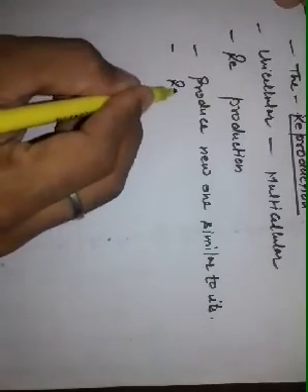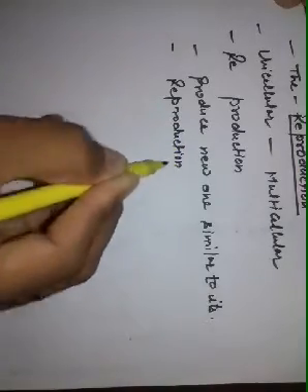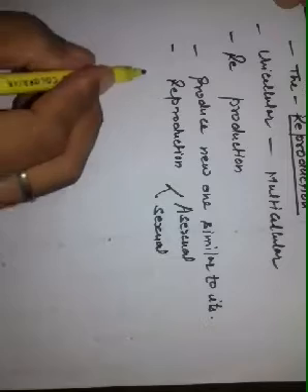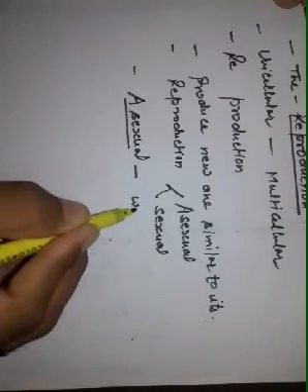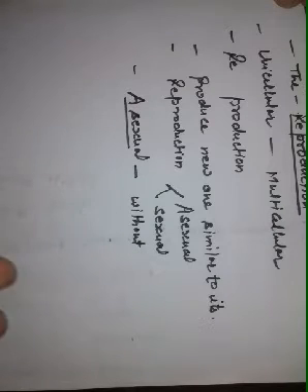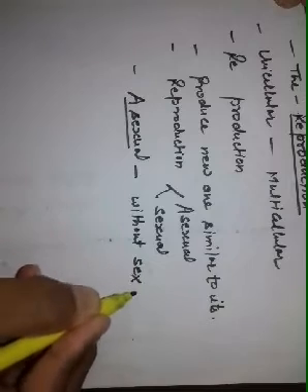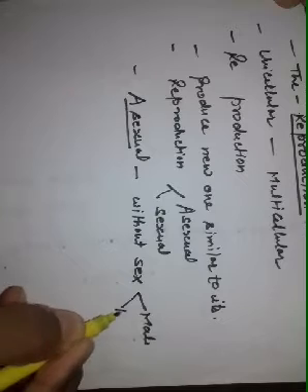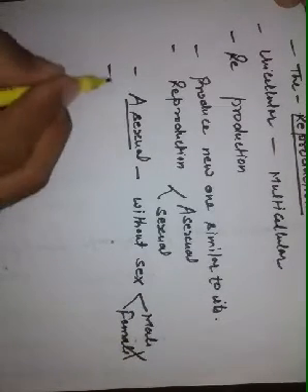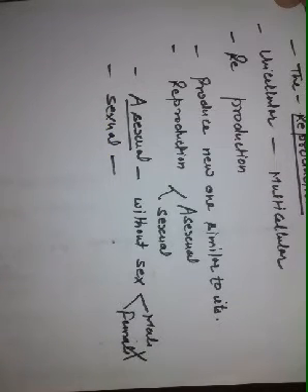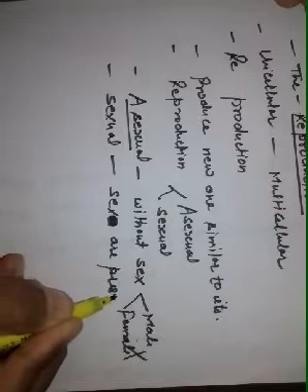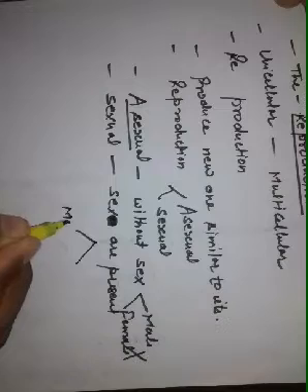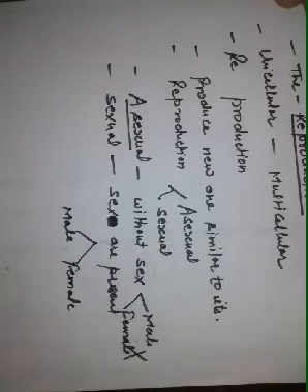Now reproduction is classified majorly into two categories: asexual reproduction and sexual reproduction. What is the meaning of asexual? Asexual means without sex. You can't identify whether the organism is male or female. This is asexual reproduction. And sexual means sexes are present, different sexes, like male and female. If male and female are present, you can say that this is sexual reproduction.